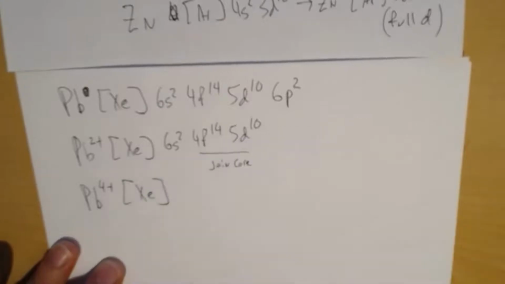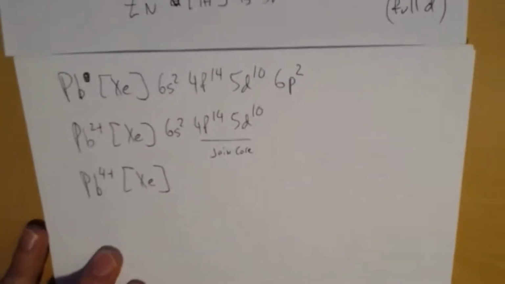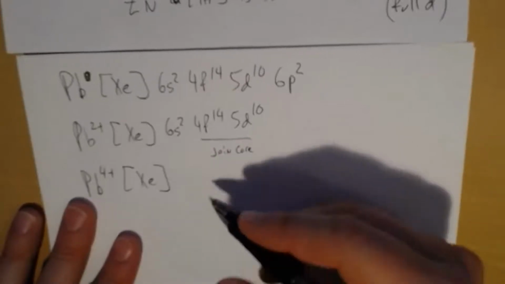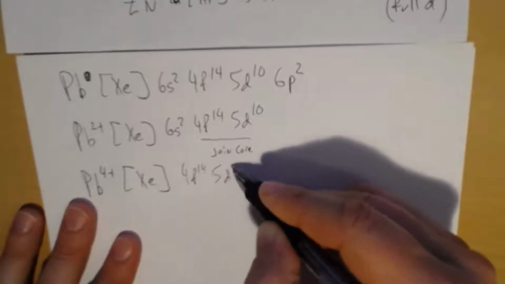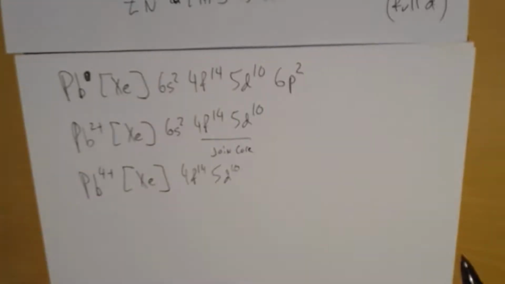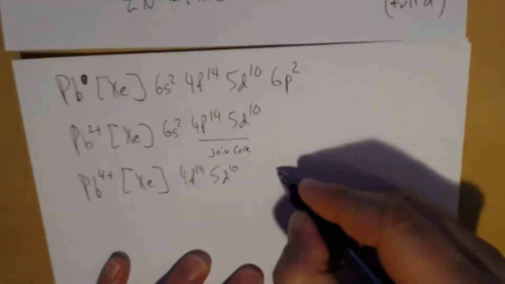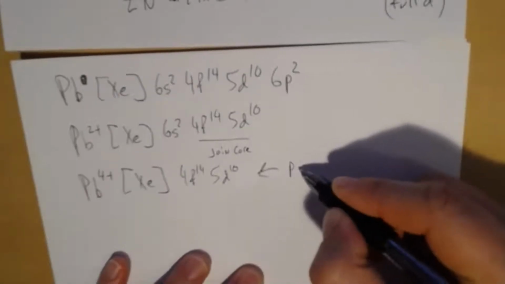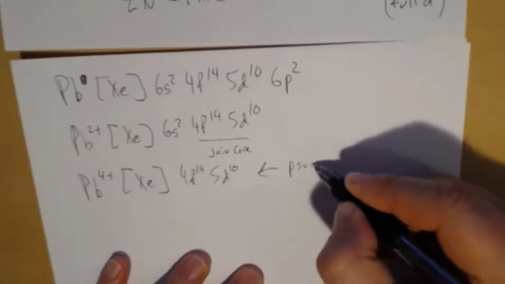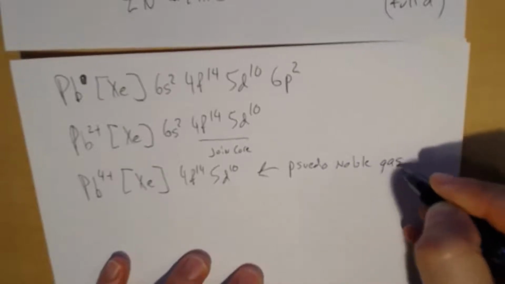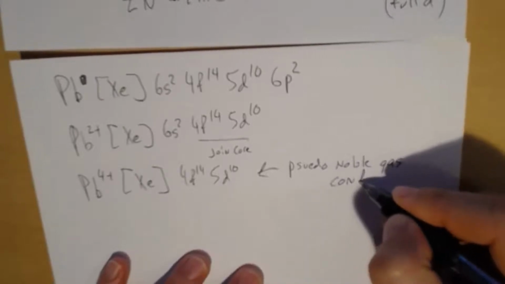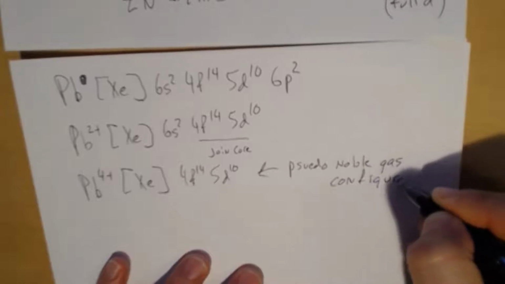Xenon 4f. What would I get rid of next? The 6s2. I'd get rid of the 6s2 and I'd have 4f14 5d10. And so this is actually what they call a pseudo noble gas configuration. It's pretty stable, right?